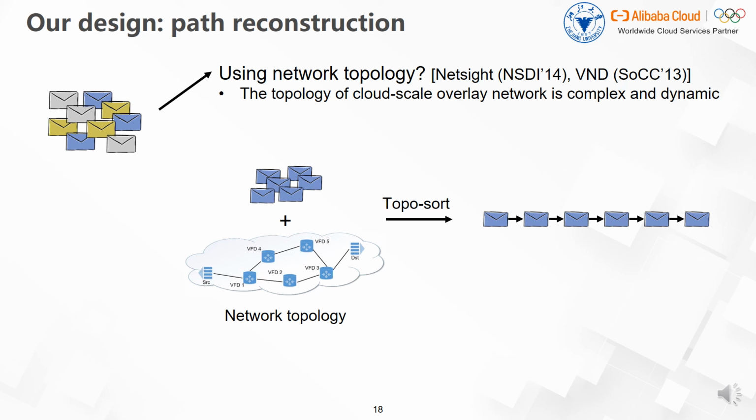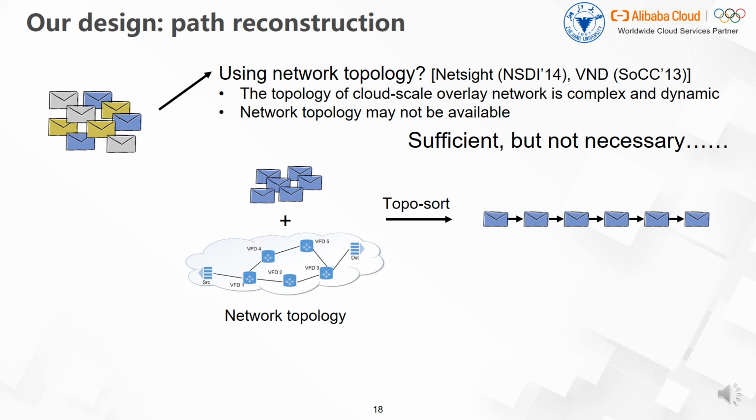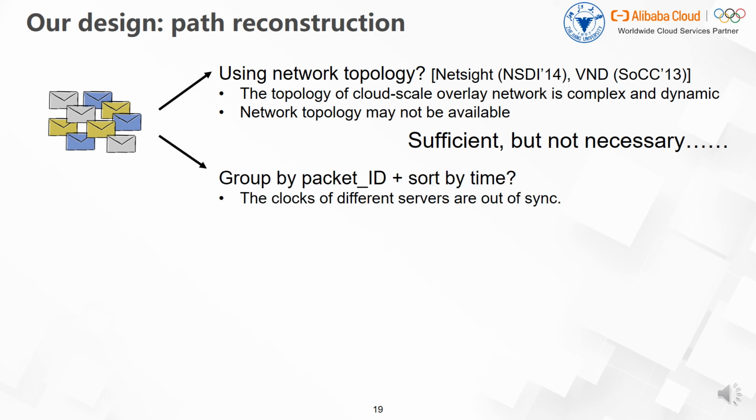However, the topology of cloud-scale overlay network is complex and dynamic. Besides, network topology may not be available sometimes. Hence, this solution is sufficient but not necessary. Another solution is to group these logs by packet ID and then sort them by time. But the clocks of different servers are out of synchronization, which hinders us to use this idea.